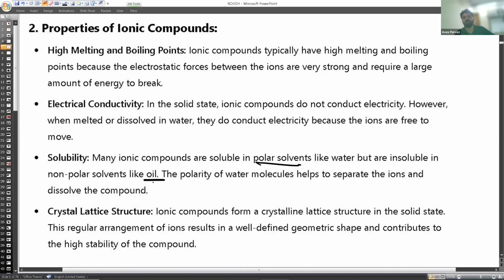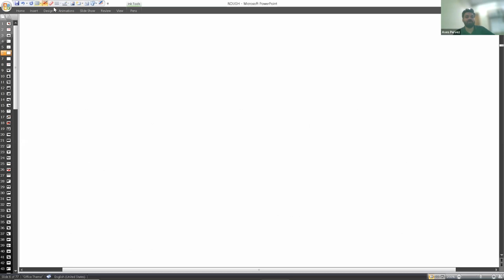The polarity of water molecules helps to separate the ions. If I ask you what is that thing in water that helps to overcome the force of attraction, meaning if you add salt to the water, it can be separated, what is that thing? That is the polarity. Like you see, if you have a water molecule, we have oxygen and hydrogen atoms.